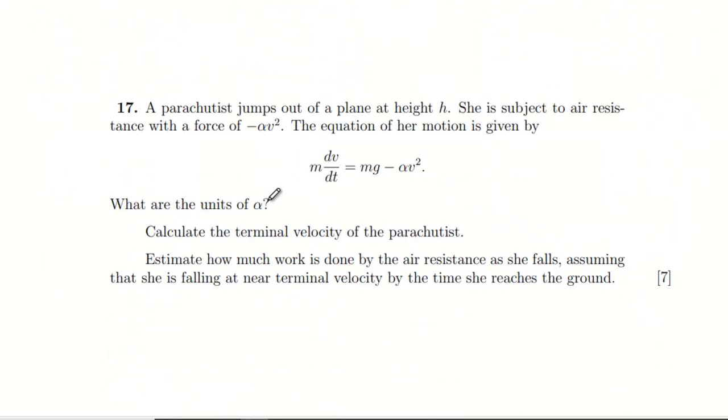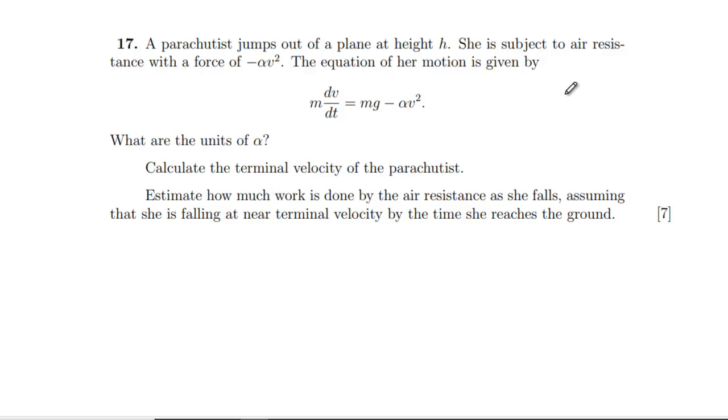So let's push on. Question 17. A parachutist jumps out of a plane at height h. She is subject to air resistance with a force of that. The equation of motion is given by that. What are the units of alpha?